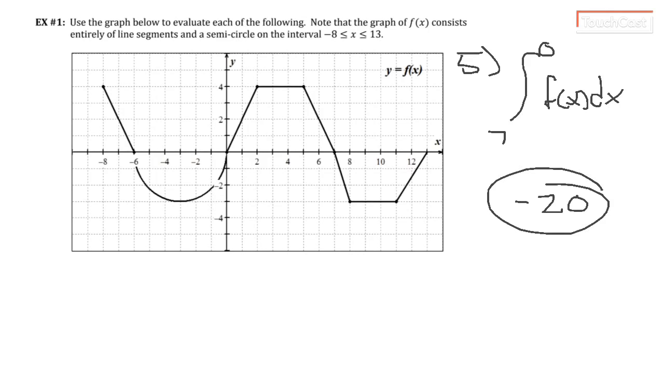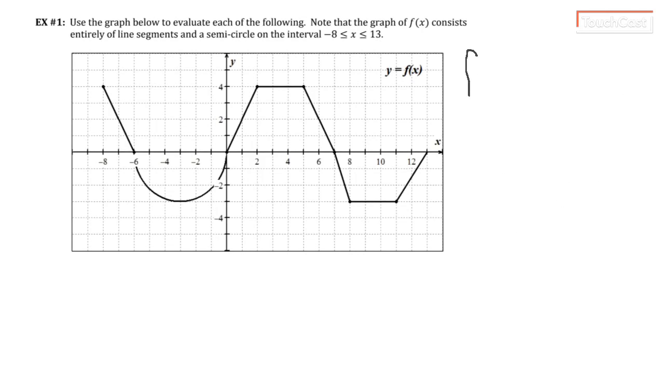So number 6 now, we're taking the definite integral from 10 to 4. So we're taking this part and this part, which again are 2 trapezoids. So let's find the area of each trapezoid.